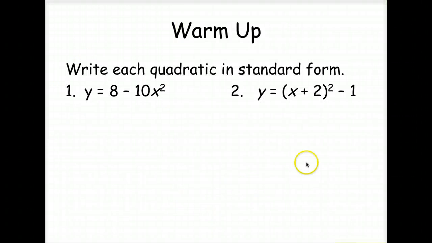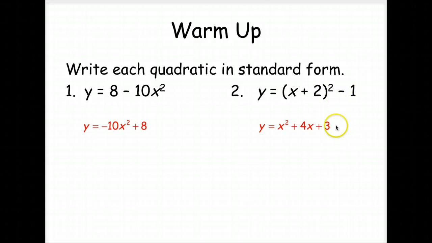First of all, let's warm up. So pause the video and work these two problems, then come back and check your answer. Okay, we'll write them in standard form, so our quadratic term needs to go first. On this one, we need to go ahead and FOIL x plus 2. We end up with 4 minus 1 is 3 as our constant. Very good.